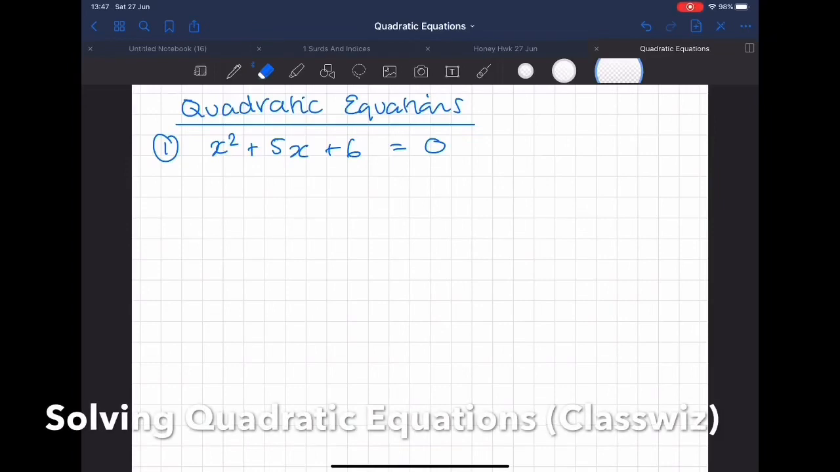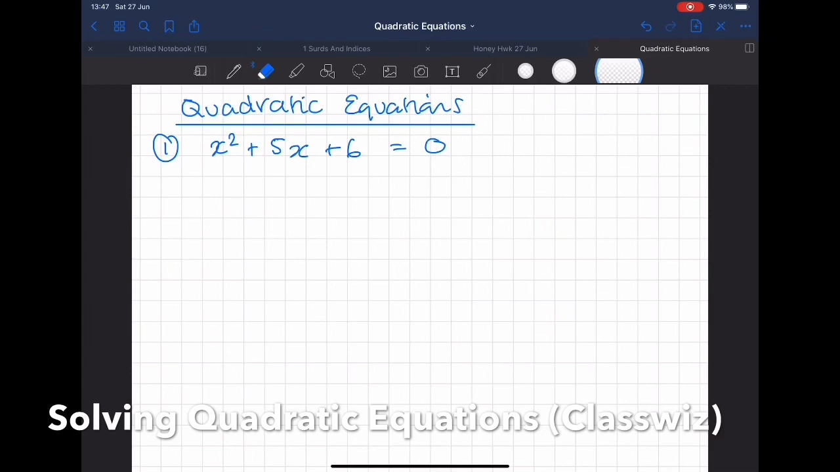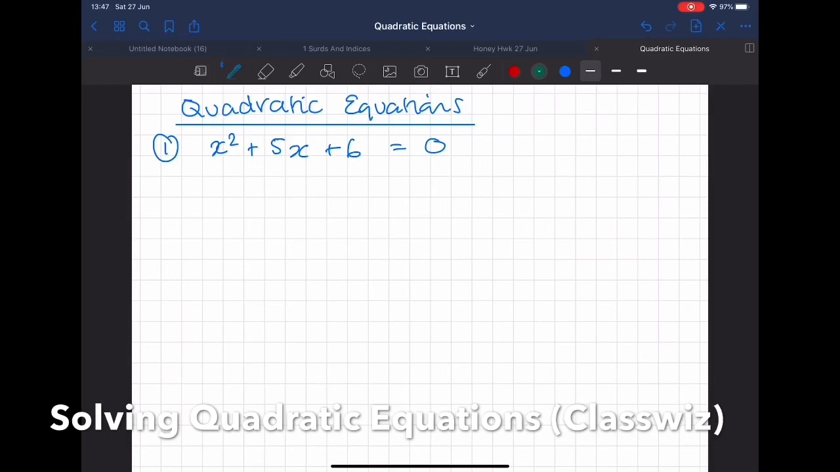So today I just want to demonstrate to you all how you can use the Casio Classwiz calculator to solve quadratic equations. To demonstrate this function, I'm going to use a really straightforward quadratic equation. So I'm going to use x squared plus 5x plus 6 equals 0.